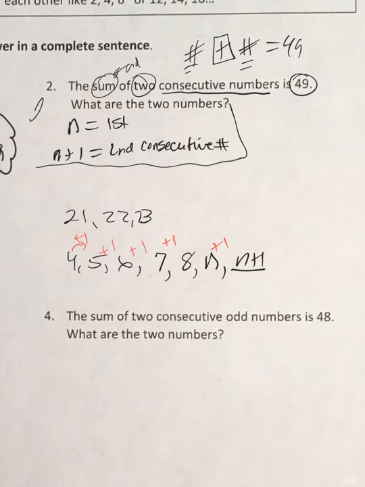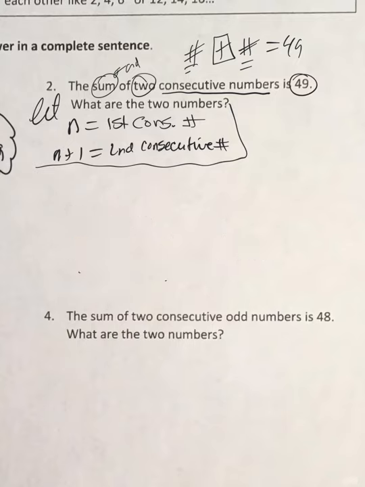So we say let's let n be the first consecutive number, and let's let n plus 1 be the second consecutive number. And then we can write our equation. So defining your variables is what that was called, and that's super important. And now we just need to add those two numbers together, and we want that total to be 49.